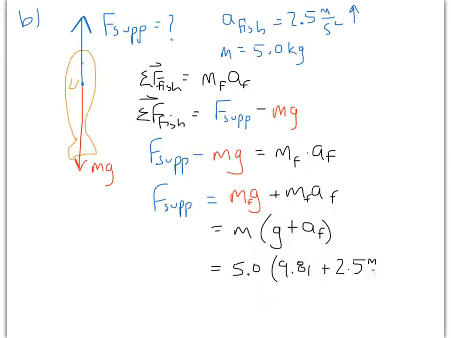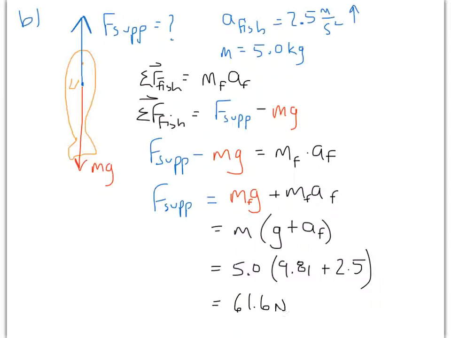2.5 meters per second squared. I should have written my units in the first part. Oh well, I'll just leave them out for continuity's sake. All right, and we're going to find that the supporting force, you might see the apparent weight of the fish, is going to be greater because it's accelerating upwards. And we're adding together these accelerations right here. So 9.81 plus 2.5. Take that, multiply that by 5.0. It's going to be 61.6.